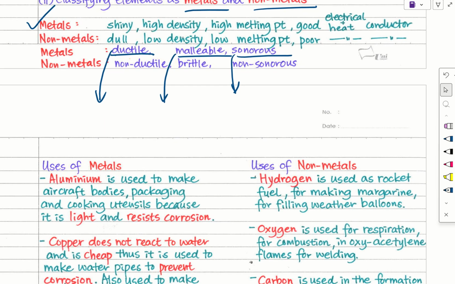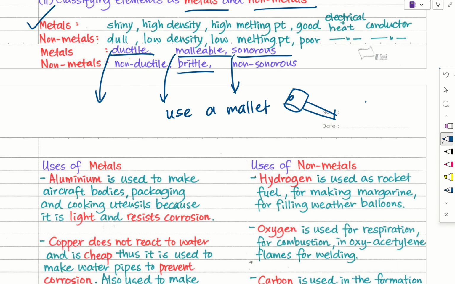Malleable means you can use a mallet to hit it into shape. For non-metals, if you use a mallet to hit it, it may break. For metals, it is malleable. You use a mallet to hit it and you can bend it into different shapes. But for non-metals, you can't. That's why they are brittle.